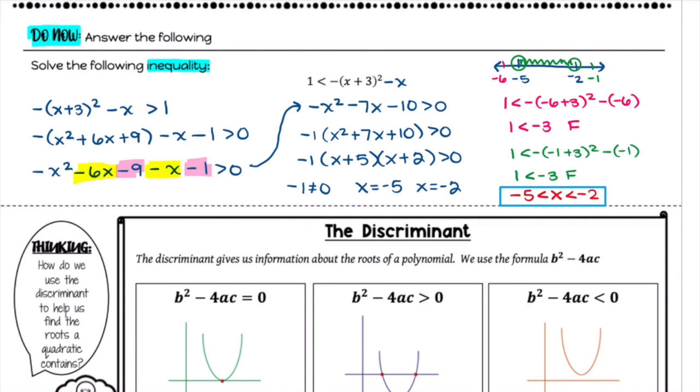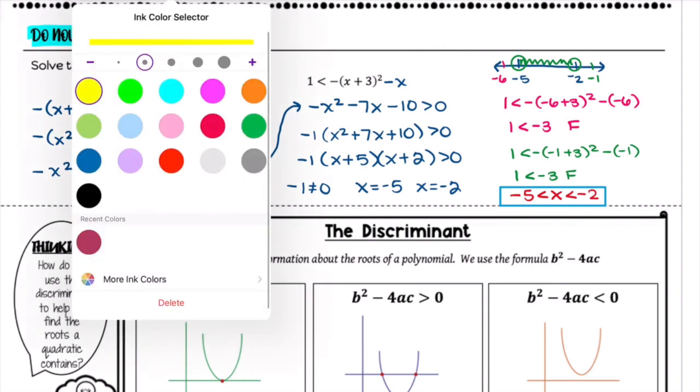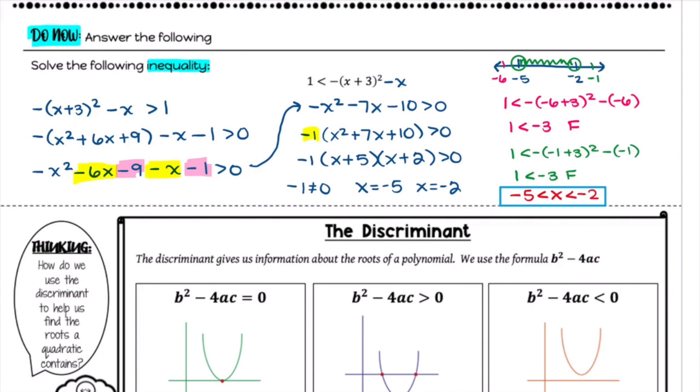Alright, so here is my process for solving this inequality. I reversed the x squared piece to be on the left. That's just my preference. I distributed that squared, distributed the -1, moved that one over, combined my like terms, and then I factored. I factored out the GCF, and I got my two factors of x plus 5, x plus 2. Which gives me my two roots of x equals -5 and x equals -2.